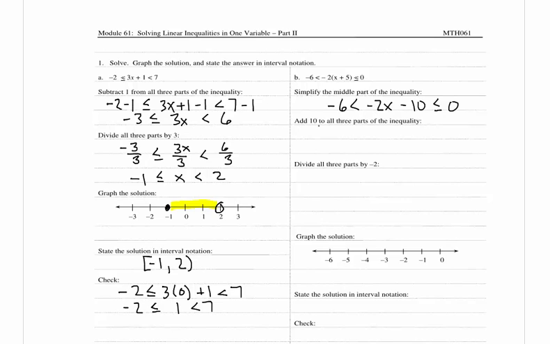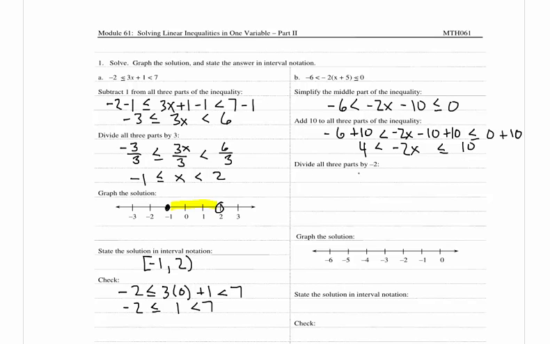And now they want us to add 10 to all three parts of the inequality. So we have -6 plus 10 is less than -2x minus 10 plus 10, and that's less than or equal to 0 plus 10. And now -6 plus 10 is 4, and that's less than -2x, and -10 plus 10 is 0, and that's less than or equal to 0 plus 10 is 10.